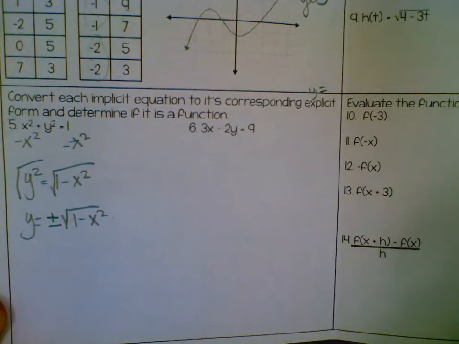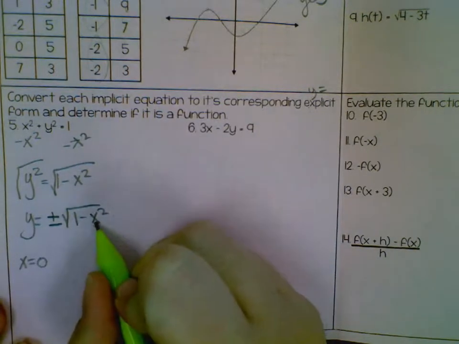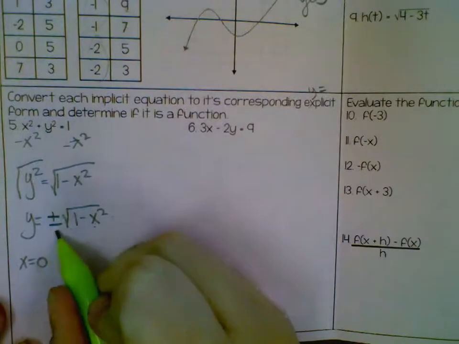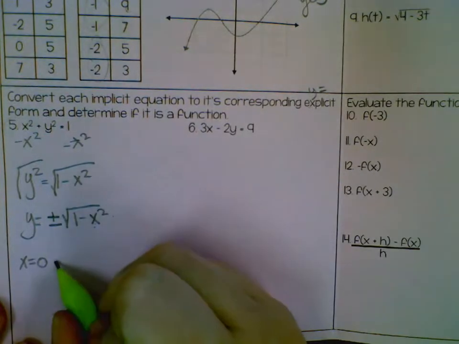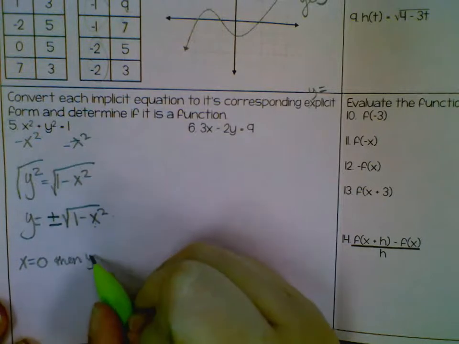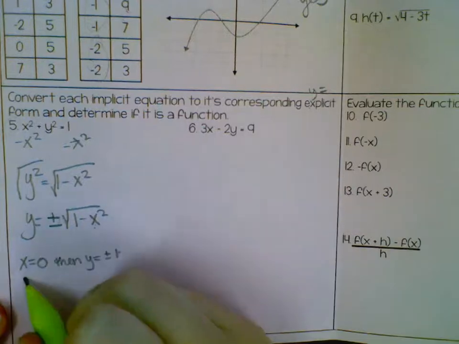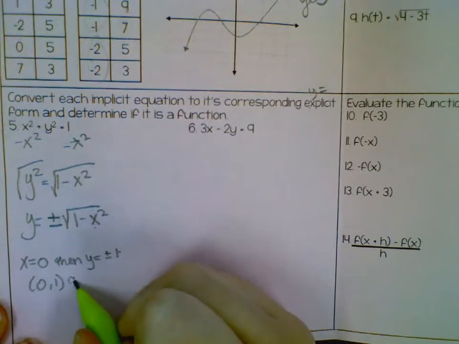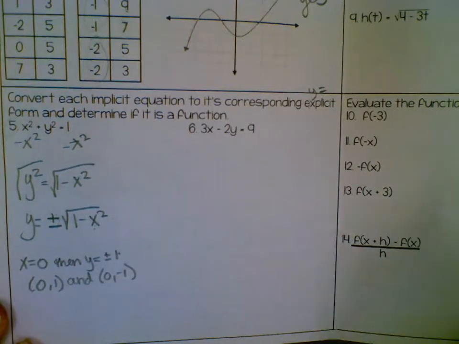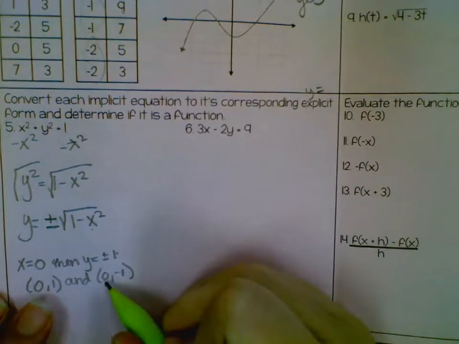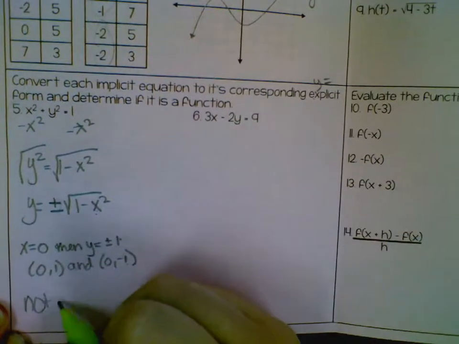So I'm going to pick an x number. If I say x is 0, what do I get out? Well, I get 1 minus 0, which is 1. So I get the square root of 1, which is 1, so plus or minus 1. So that means y equals plus or minus 1. So y is both positive 1 and negative 1. That means I'd have (0, 1) and (0, -1). Is that a function? Nope, it's not, because our x values don't have unique y's. There's two different ones. Okay, so that's why it's not a function.